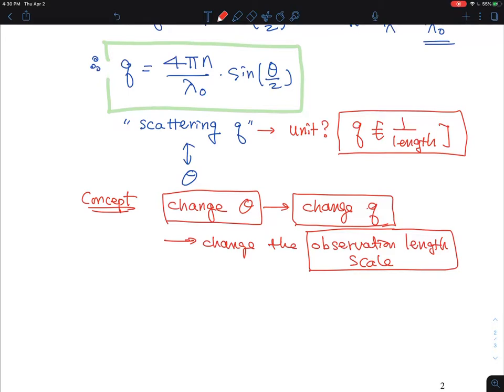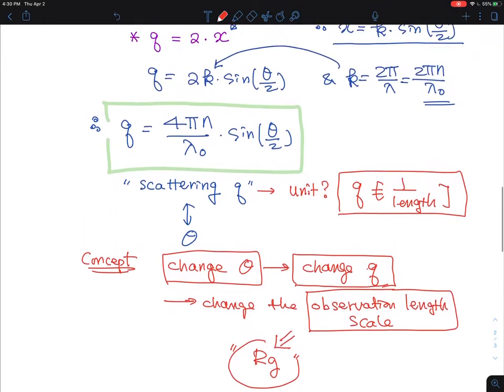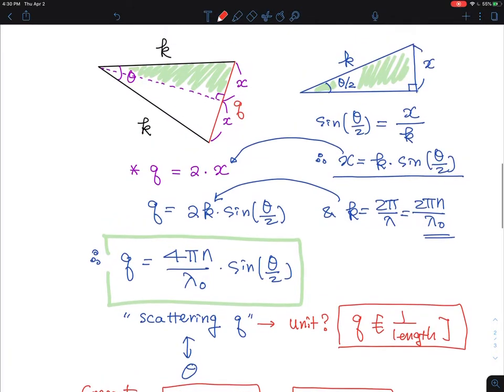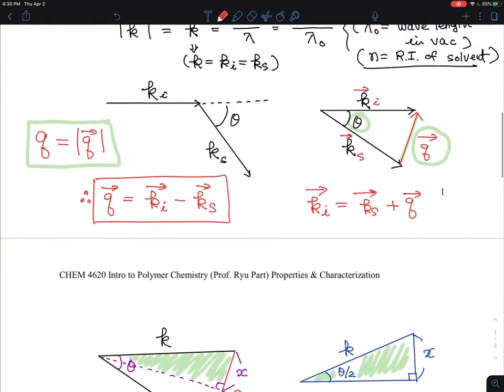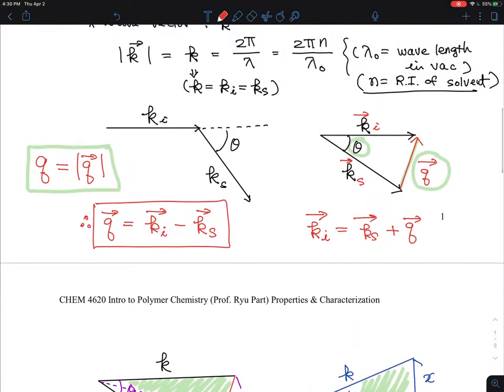And what is the intrinsic length scale for the polymer? That is what is called the radius of gyration, right? So that's the conceptual flow of how angle changes relate to length scale changes, and that's why I spent quite some time explaining the Q. It's quite universally important for you to understand that.